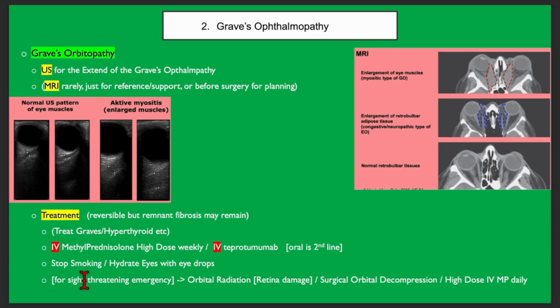And then if it's really severe and it's a sight-threatening emergency and the patient is going to go blind, you can use orbital radiation, but the negative of this is that it damages the retina, so we avoid it. You can use surgical orbital decompression, so you can go with surgery and decompress the eye, or you can use high dose intravenous methylprednisolone daily for 1 week or a few days. So that's a super high dosage.